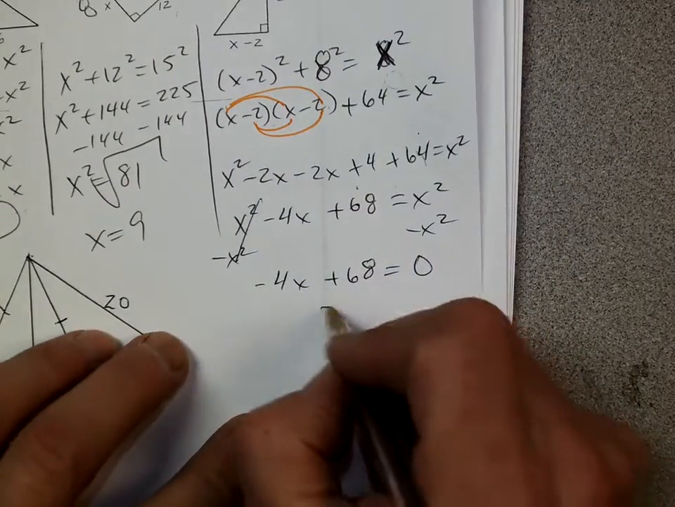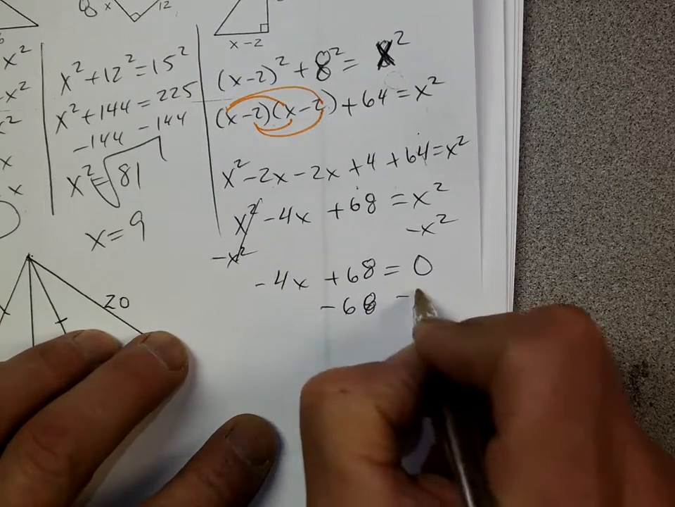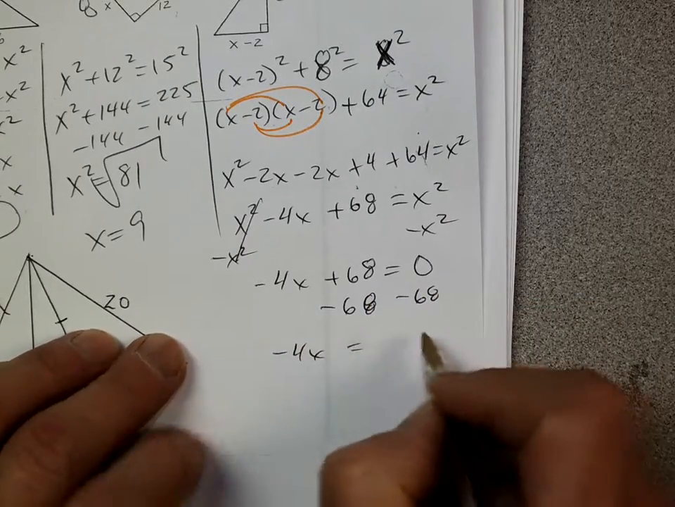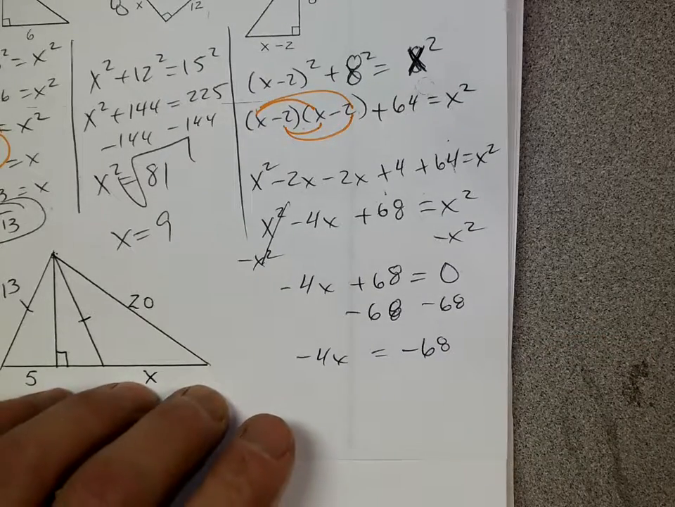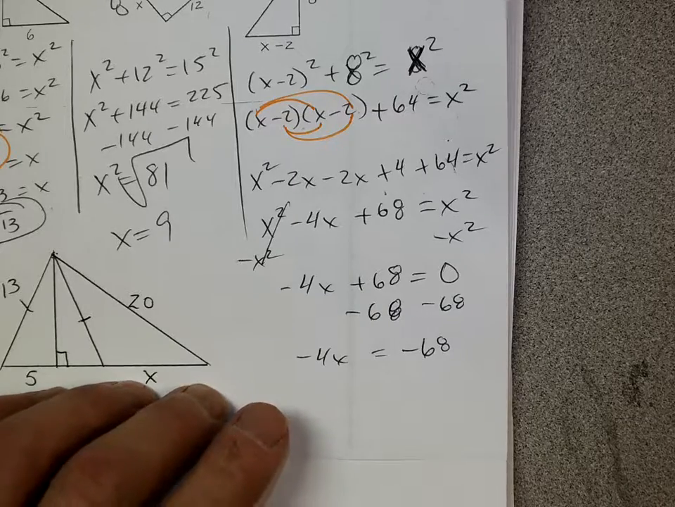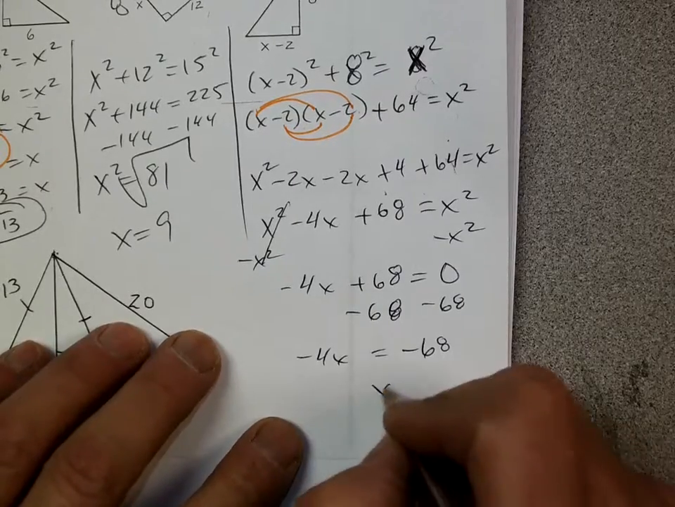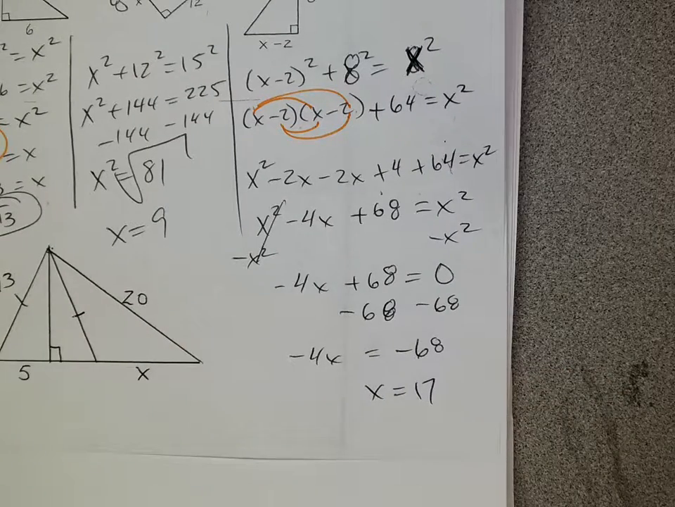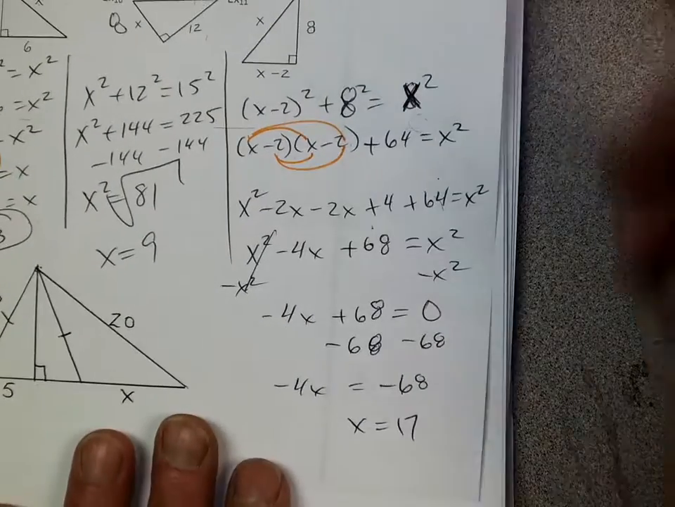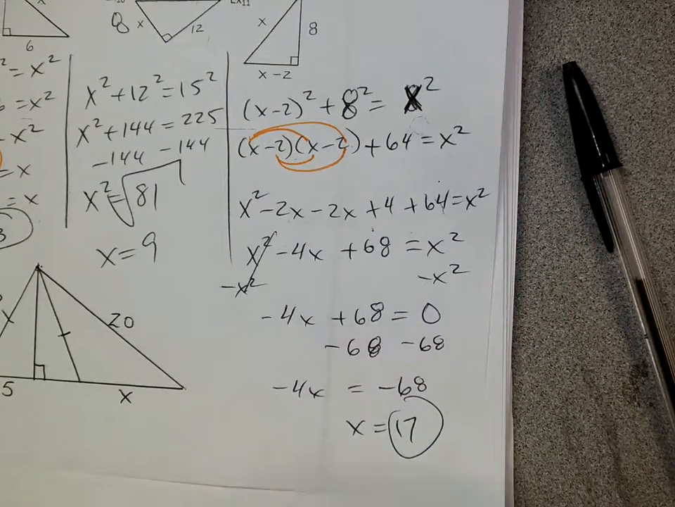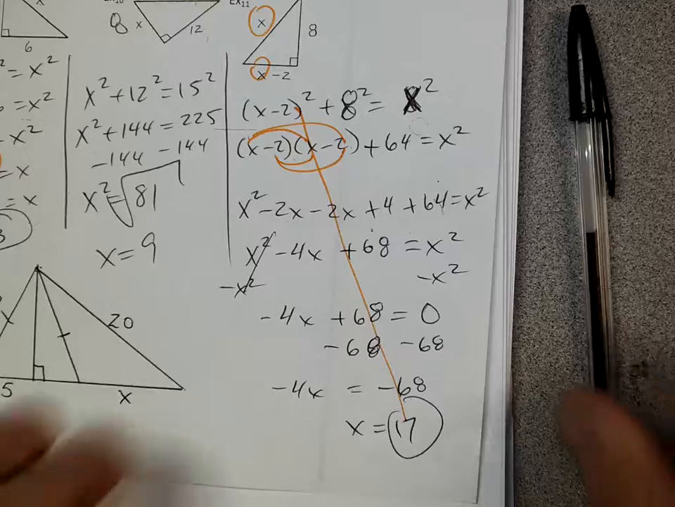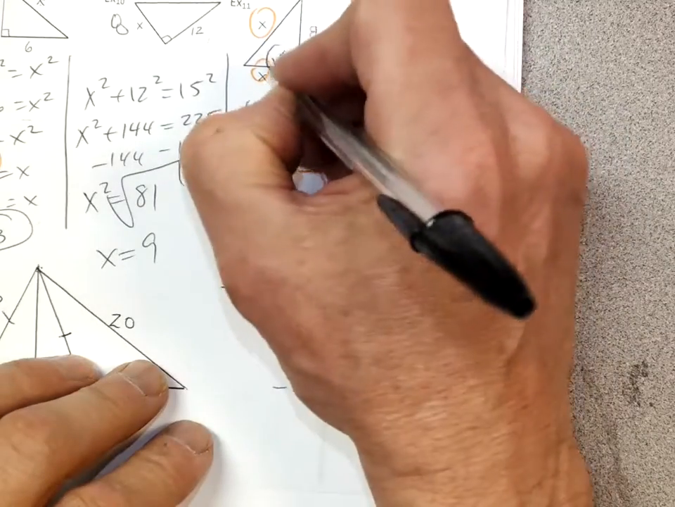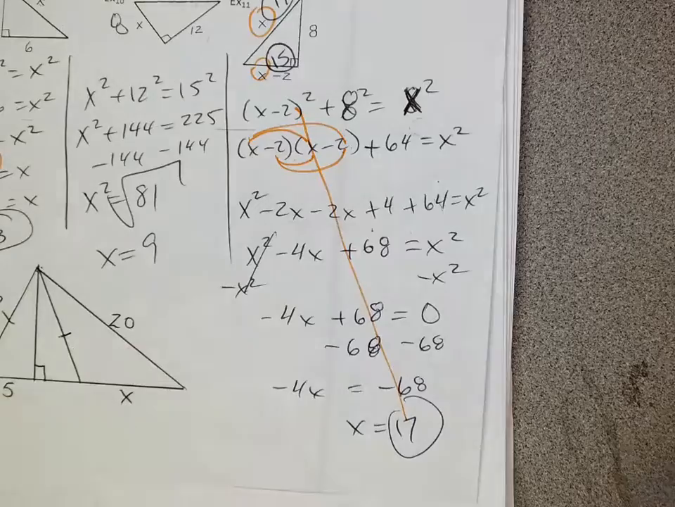Minus 68, minus 68. I've got negative 4x equals negative 68. Negative 68 divided by negative 4, and I get an answer of 17. So if x equals 17, can we take it back and get the answer? Sure. Let's take the 17 and bring it back in. Put that 17 there and there. Then this side is going to be 15. This side has to be 17 if I put it back into the triangle, okay?